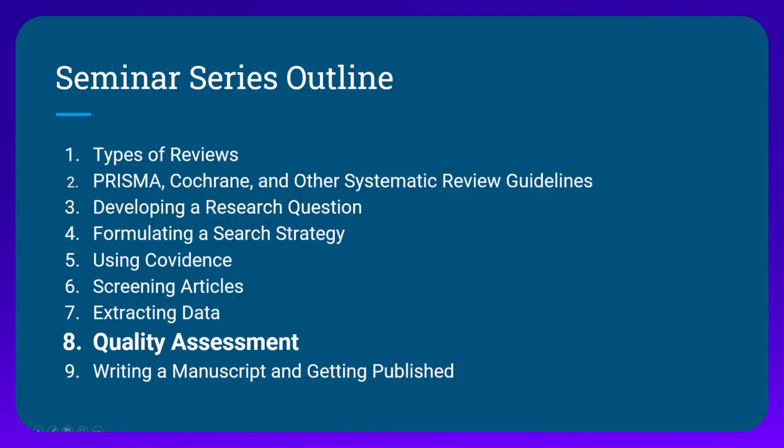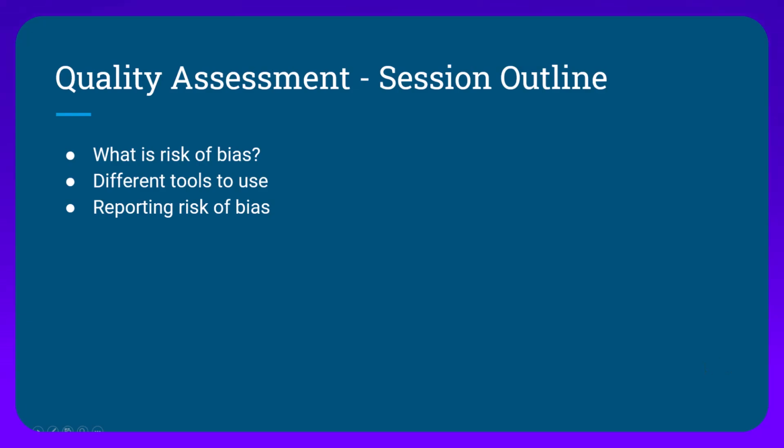The topic of this session will be performing quality assessment of included articles, a step that is included in many, but not all, published systematic reviews. On this slide, you can also see where we are within the seminar series. Here's an outline of what we'll be covering in this session. We'll start by discussing what is meant by risk of bias. Then we'll look at different tools that are used to measure risk of bias, as well as some of the ways that risk of bias is reported in published systematic reviews.